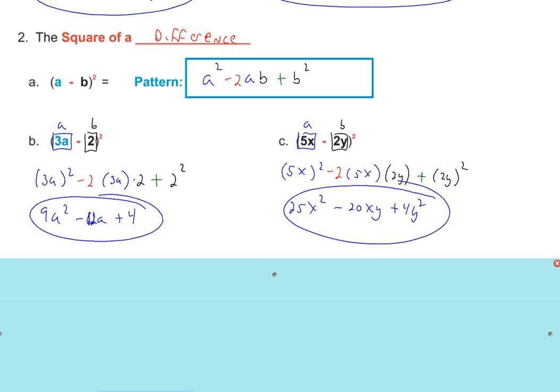How many got both of those? How many got at least one of the two? That would be all of you guys as well. All right, questions. The A is a 3A in the first one, and the B is a 2. And the A is a 5X in the second one, and the B is a 2Y.